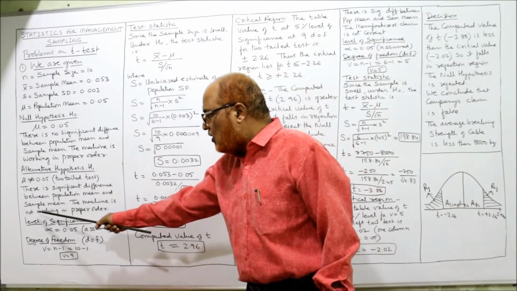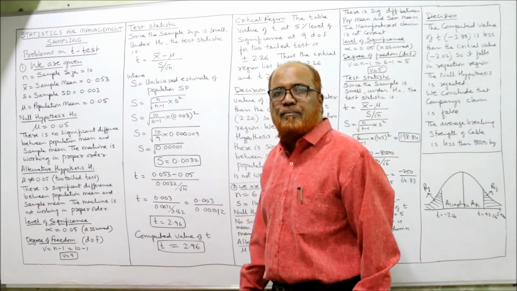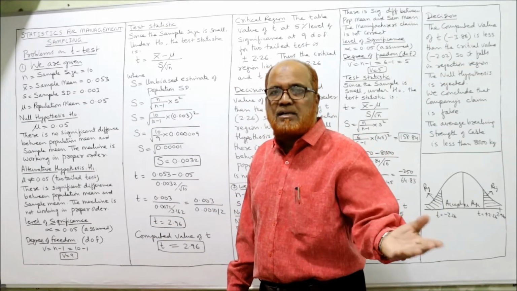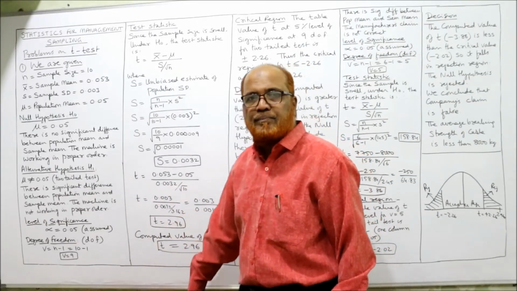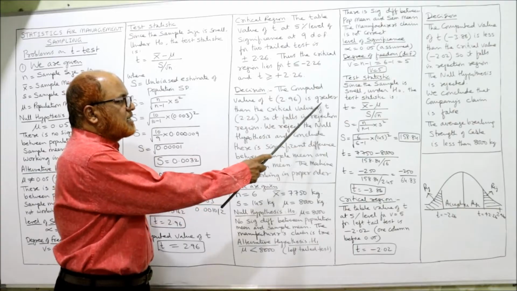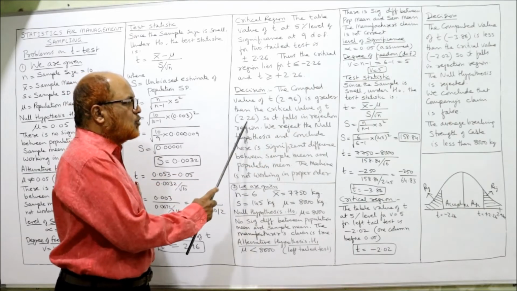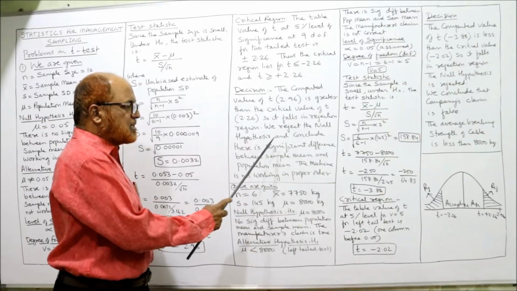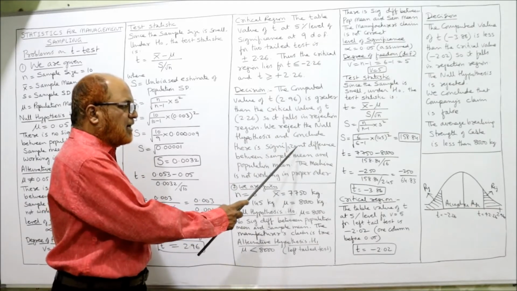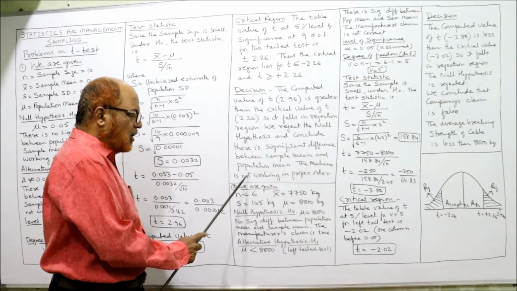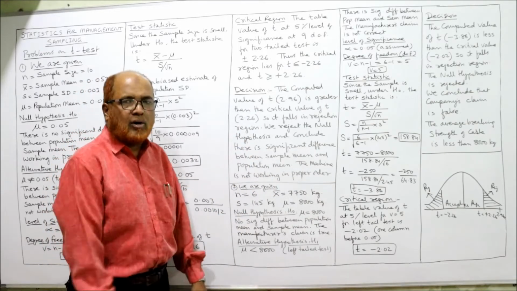The machine is not working in proper order. There is significant difference between population mean and sample. This is accepted. Here is the conclusion. The computed value of t, 2.96, is greater than the critical value of t, 2.26. So it falls in the rejection region. We reject the null hypothesis and conclude there is significant difference between sample mean and population mean. The machine is not working in proper order.